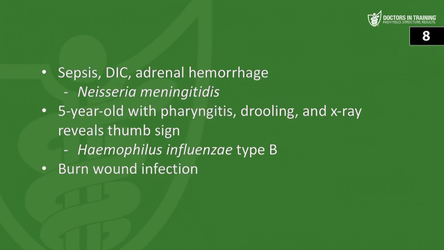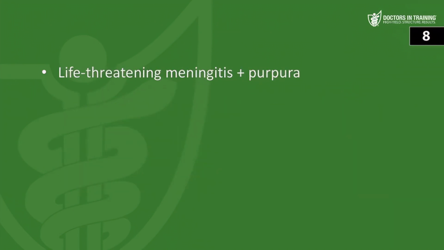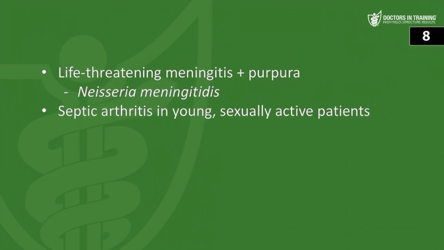Burn wound infection, this is classically Pseudomonas. Life-threatening meningitis plus purpura, again you need to think Neisseria meningitidis. Septic arthritis in young sexually active patients, remember Neisseria gonorrhoeae. And that is it for our end of session quiz, and that's it for our first session on gram-negative bacteria. I'll see you next time.